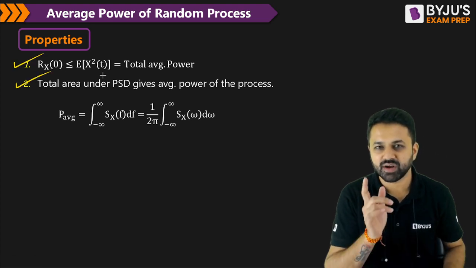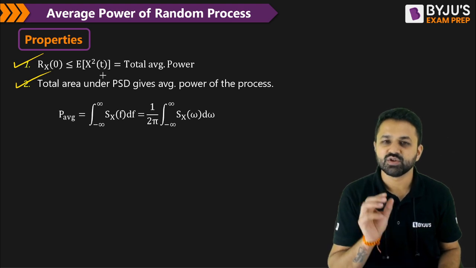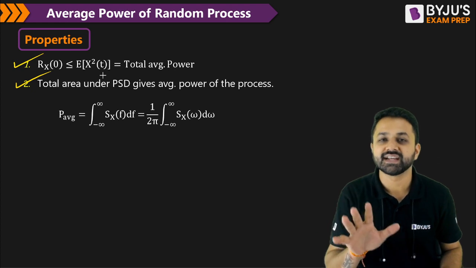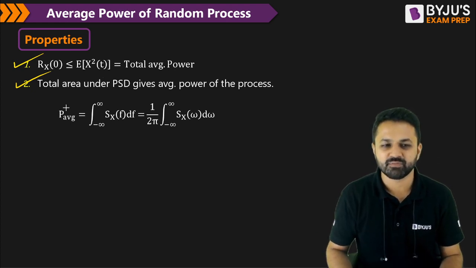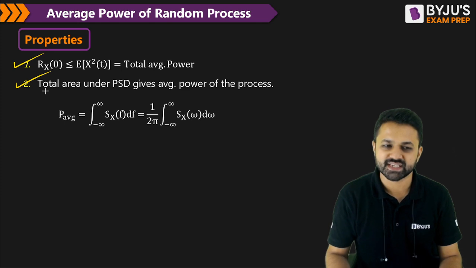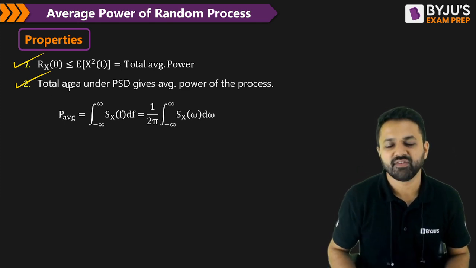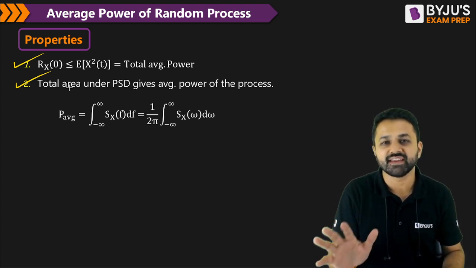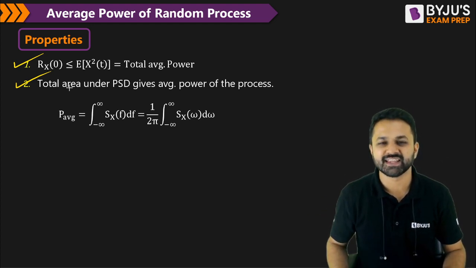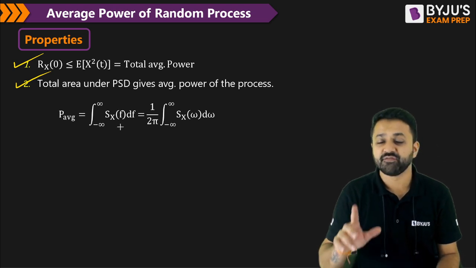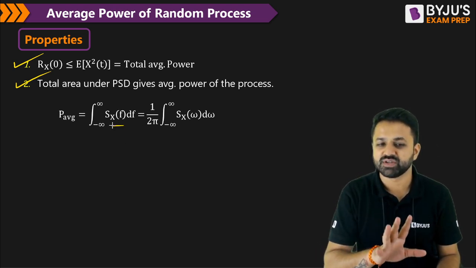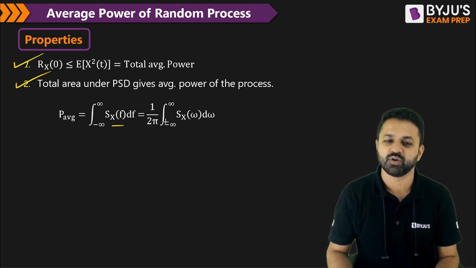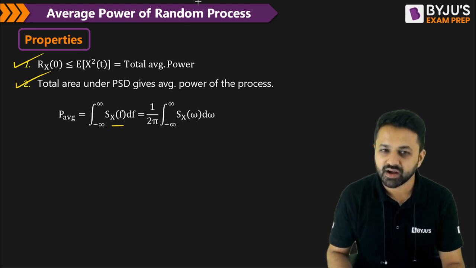If you want to calculate the power through the autocorrelation, then you just need to substitute tau equal to 0. That's it. At tau equal to 0, you will get the average power of the random process. Similarly, you can calculate the average power by the power spectral density as well. If you calculate the total area under the power spectral density, you will get the average power of that particular random process. If you are dealing in the frequency domain, you just need to integrate Sx of f from minus infinity to infinity, and if you are dealing in the omega domain, it is 1 upon 2 pi times the integral from minus infinity to infinity of Sx of omega d omega.